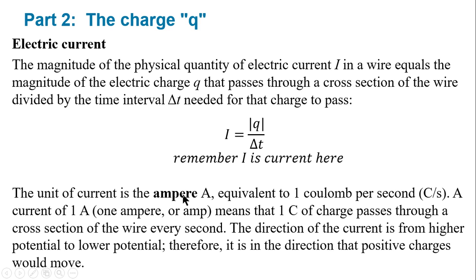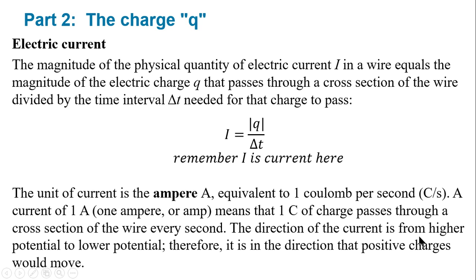Now, the unit of current is the ampere. I is the symbol we use for current, and A is the unit. We can't use A for current because it's kind of like acceleration, and people get too confused. It's equivalent to 1 coulomb per second. A current of 1 amp, 1 ampere, means that 1 coulomb of charge passes through a cross section of the wire every second.